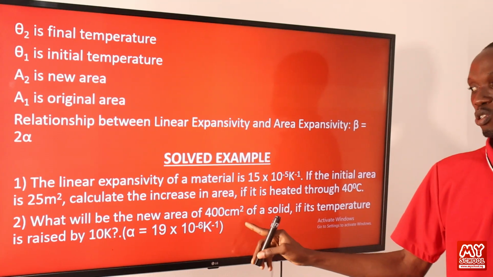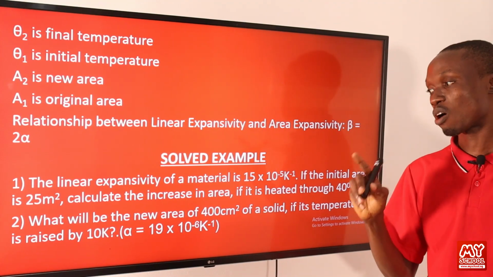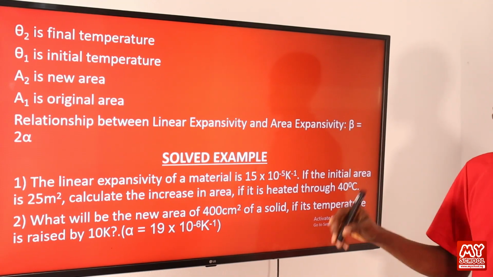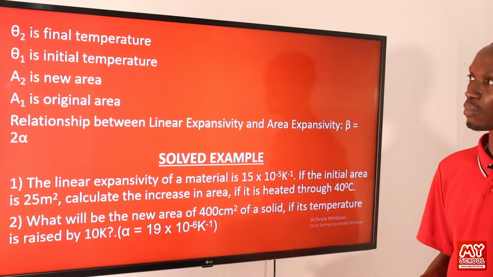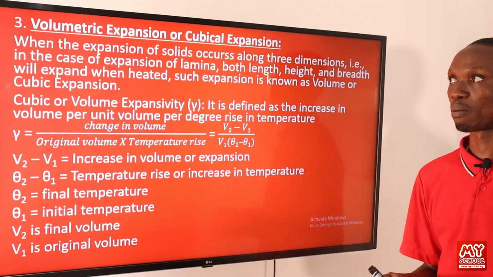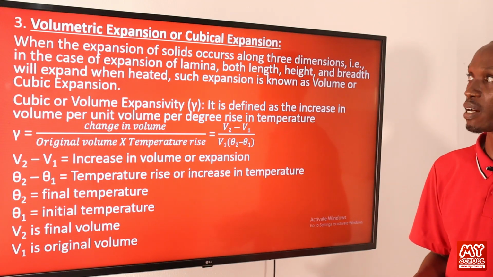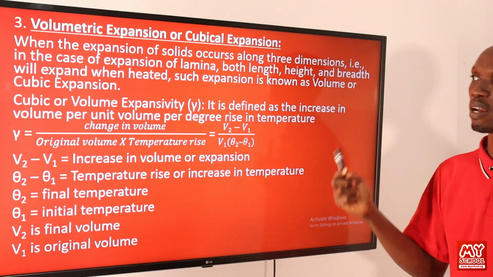So the answer to this question is 400.152 centimeter square. Let's move to the next slide. On the next slide, we'll be talking about volumetric expansion or cubical expansion.